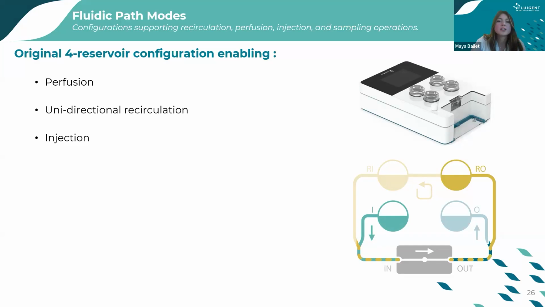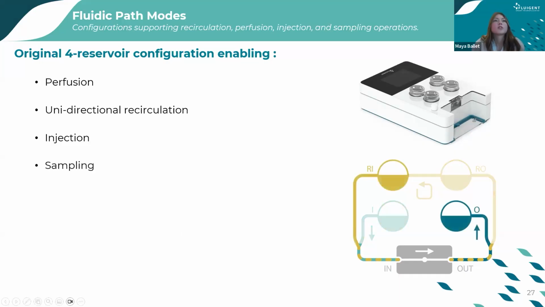The third is the injection. It's used if you want to inject drugs, for example, or any other reagent at a timed delivery. And finally, the last function is the sampling, which enables automated collection of small volumes for metabolomics or other omics analysis.